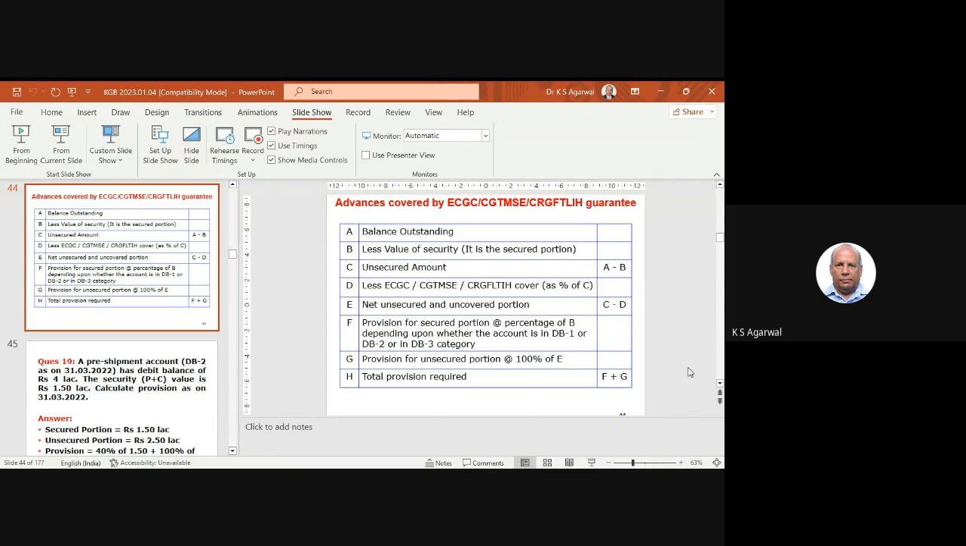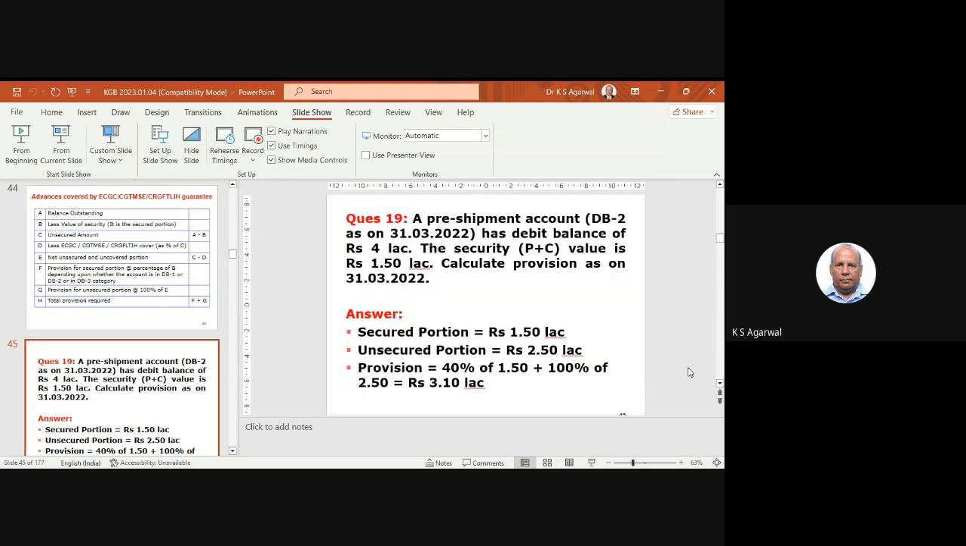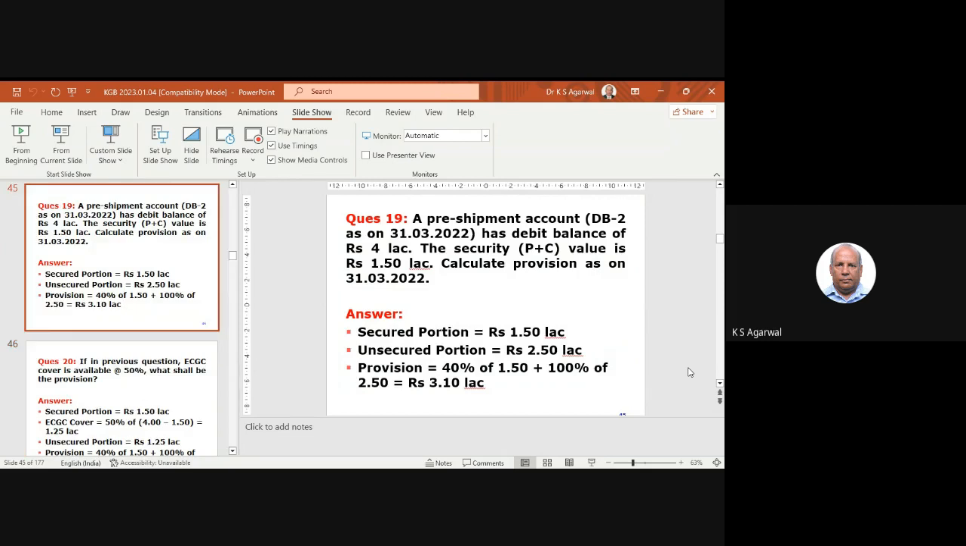You see the balance outstanding in the account. You see the value of security. First, you deduct value of security from balance outstanding. Whatever comes as a result, on that you apply the CGT MSE coverage ratio. So I will go with an example and this will explain you better.